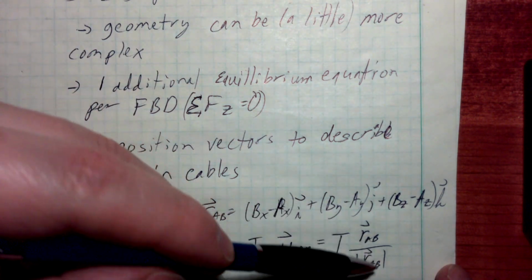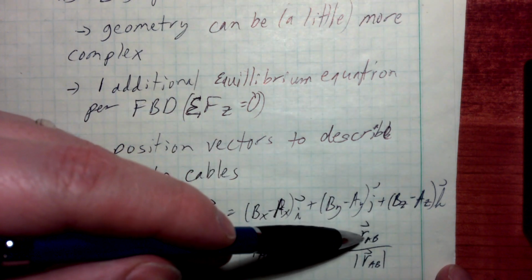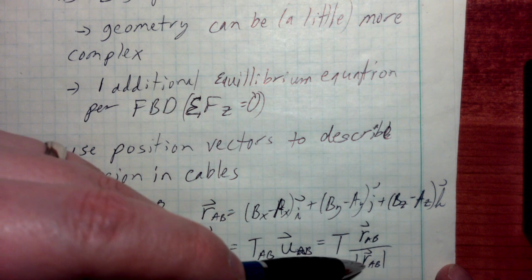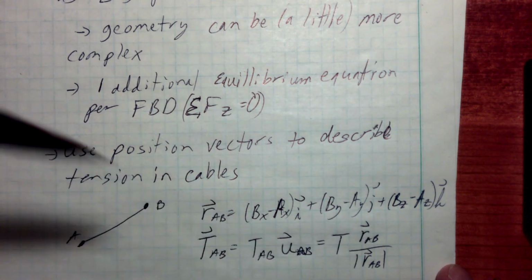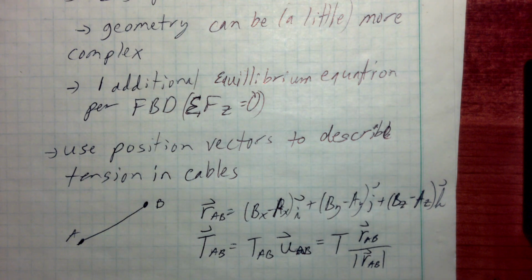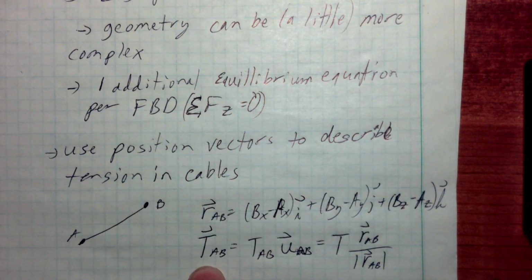So if I take a vector divided by its own magnitude, well, this is magnitude times direction, divided by its own magnitude. So magnitude over magnitude gives me 1, and it preserves the direction. So I get a vector with a magnitude of 1 in the direction from A to B, multiplied by a new magnitude, the tension in the cable, and that gives me the tension vector in the cable, just for example. All right, I'm right at the point of starting a 3D example.